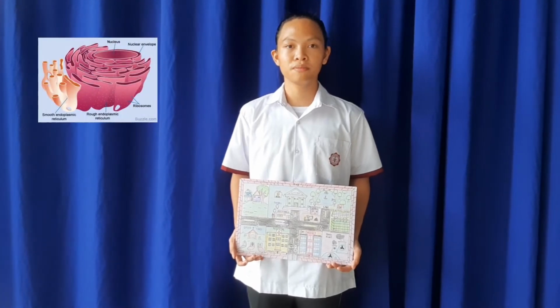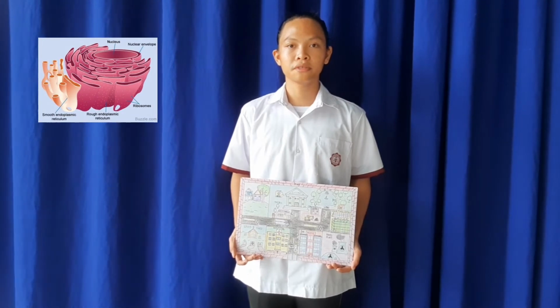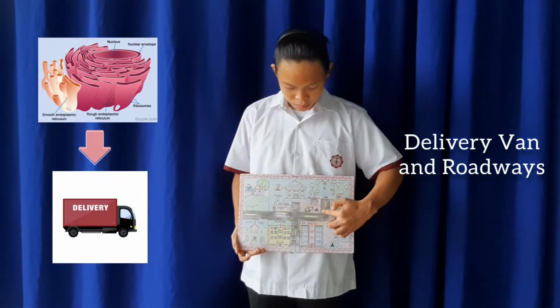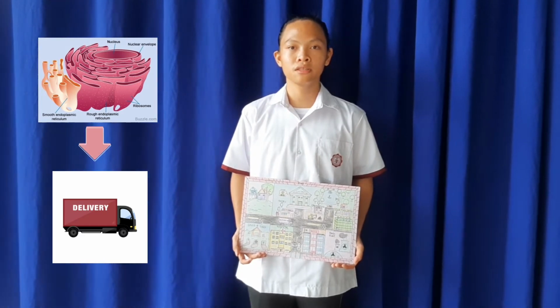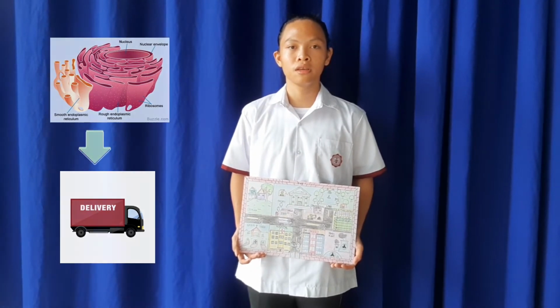Next is the endoplasmic reticulum or ER. It is represented by the delivery van and roadways because in order to move the materials needed inside the city, and also in the same way inside the cell.